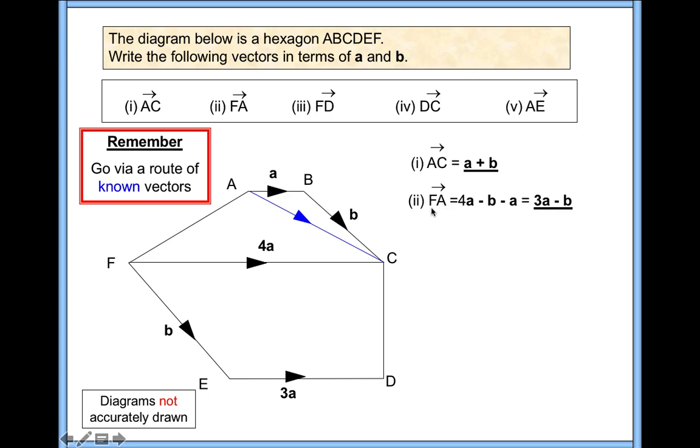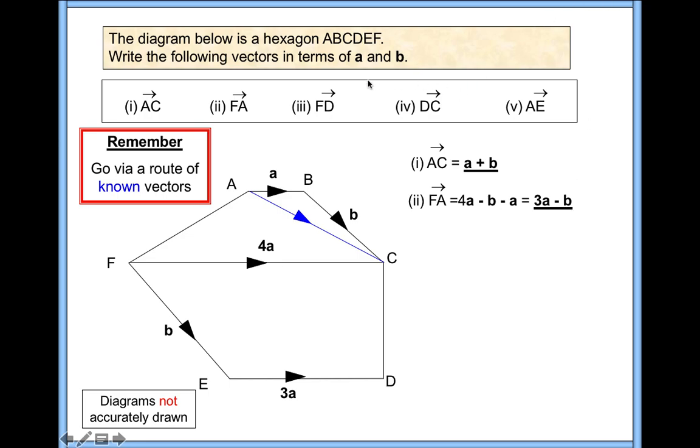For vector FA, 4 minus 1. Near A the coefficient is 1. Coefficient means what? The numerical value. So the numerical value of A is 1. For 4A minus A it is 3A.